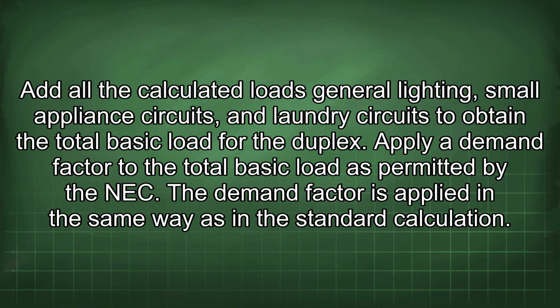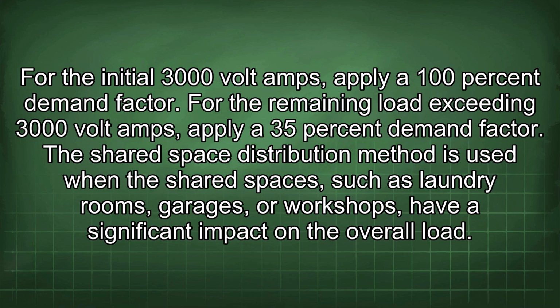Add all the calculated loads, general lighting, small appliance circuits, and laundry circuits to obtain the total basic load for the duplex. Apply a demand factor to the total basic load as permitted by the NEC. The demand factor is applied in the same way as in the standard calculation. For the initial 3000 volt amps, apply a 100% demand factor. For the remaining load exceeding 3000 volt amps, apply a 35% demand factor.